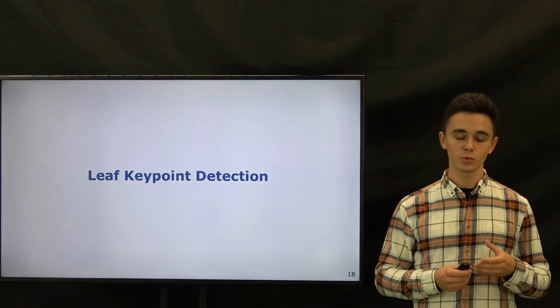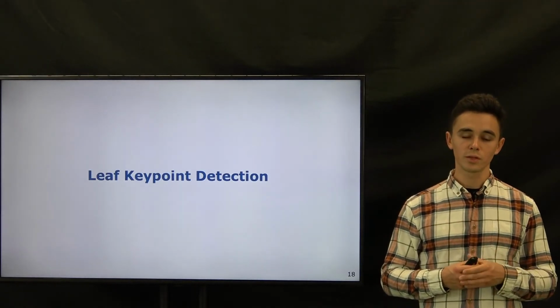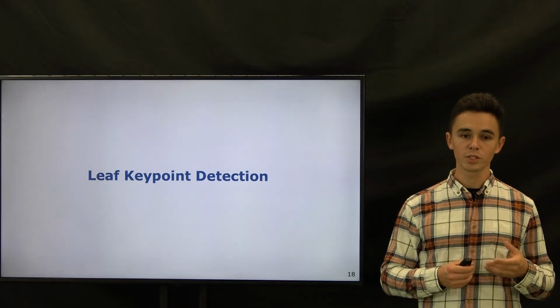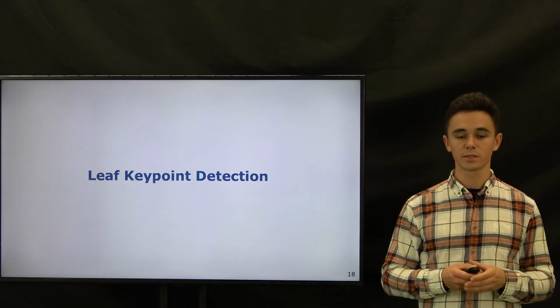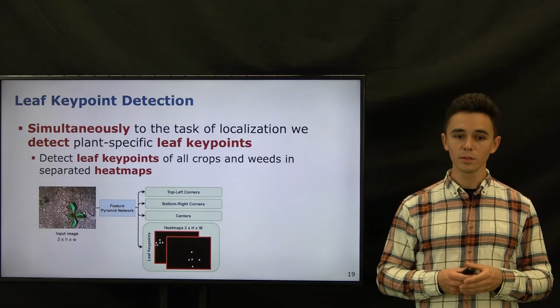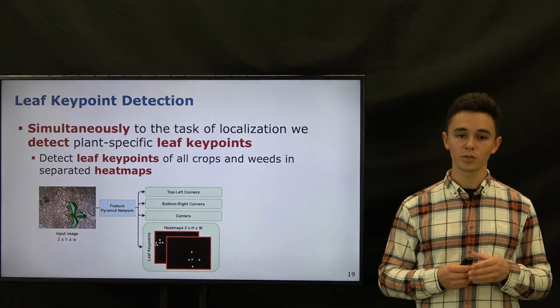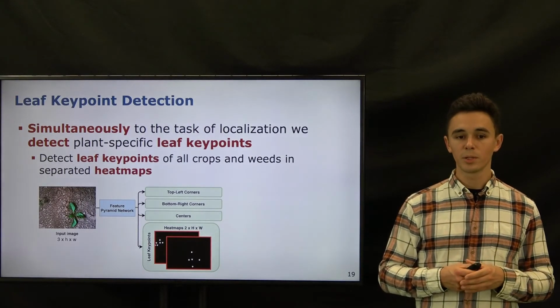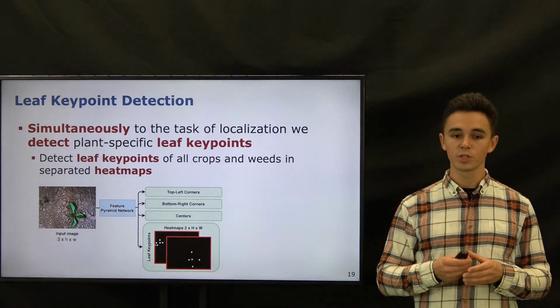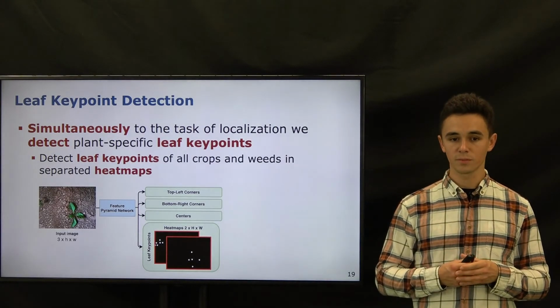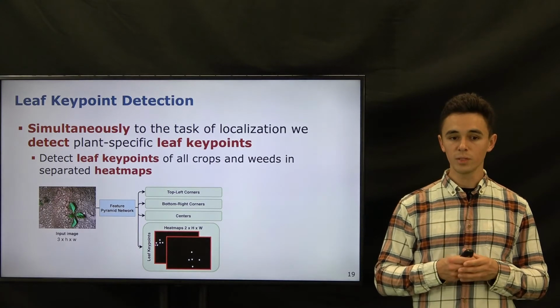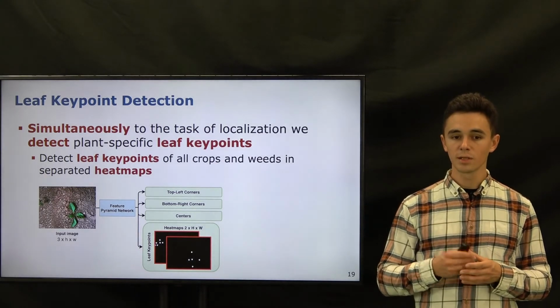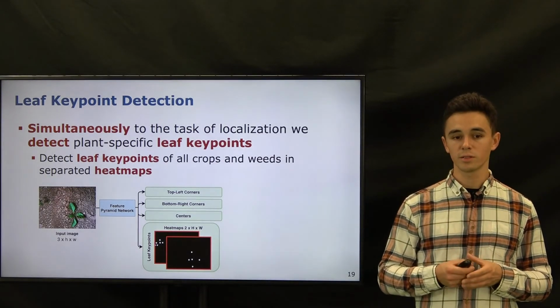Next, I would like to introduce our approach to predict the total leaf count for each previously detected plant. Here, we apply a similar approach to the detection of corner points by predicting an additional heat map which estimates leaf key points. Again, leaf key points of crops and weeds are encoded in different channels.